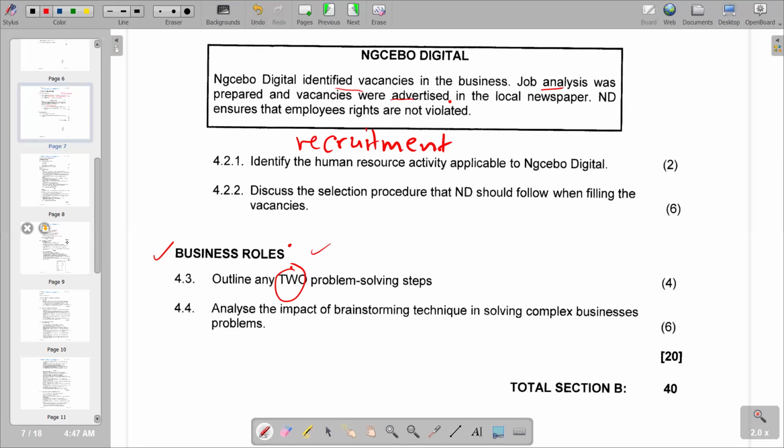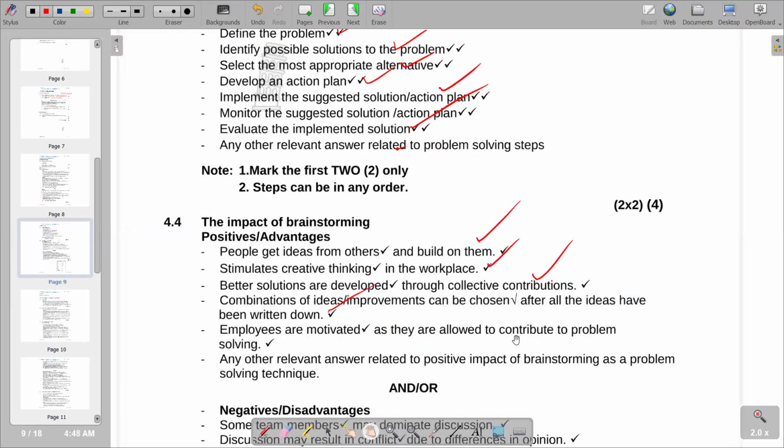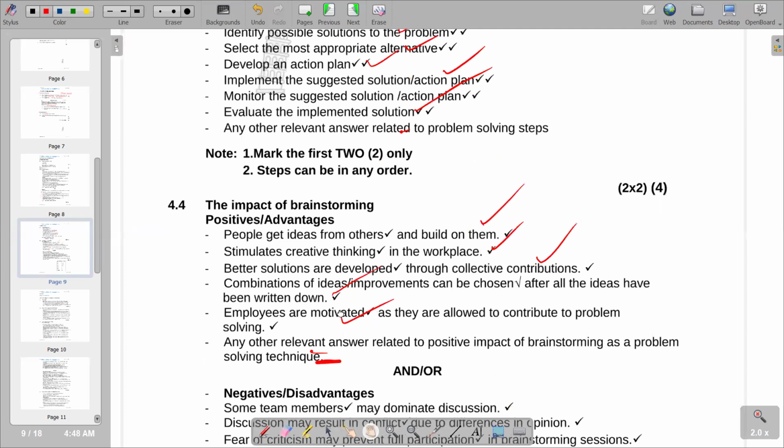Then we go to our answer section to see: get ideas from others in the workplace, and the combination of ideas for improvement can be chosen. The next one says employees are motivated as they are allowed to contribute to problem solving. And lastly, we can see any other that might also be correct.